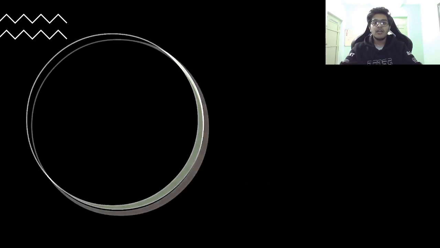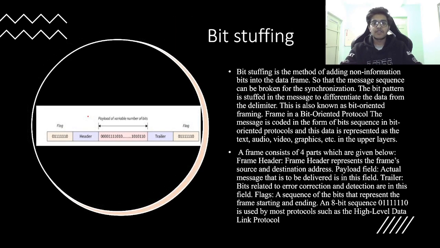Moving on, we have bit stuffing. So bit stuffing is the method of adding non-information bits into the data frame so that the message sequence can be broken down for the synchronization. Now the bit pattern that is going to be stuffed in this message is to differentiate the data from the delimiter. This is also known as bit-oriented framing.